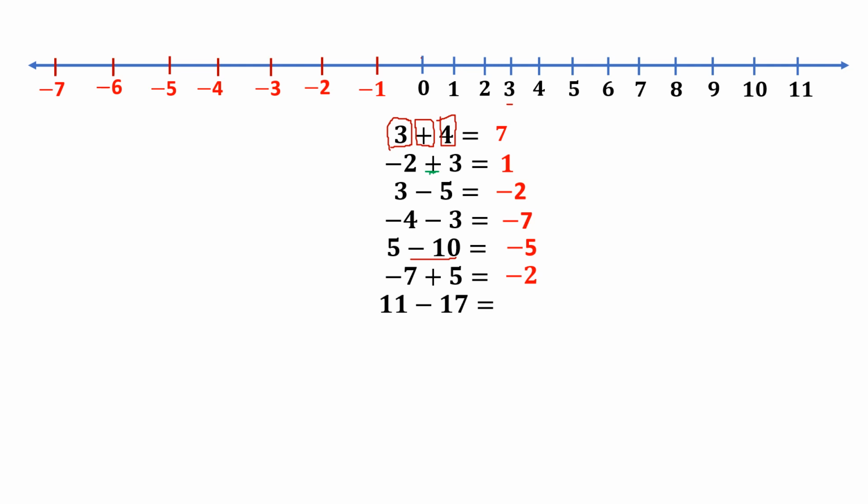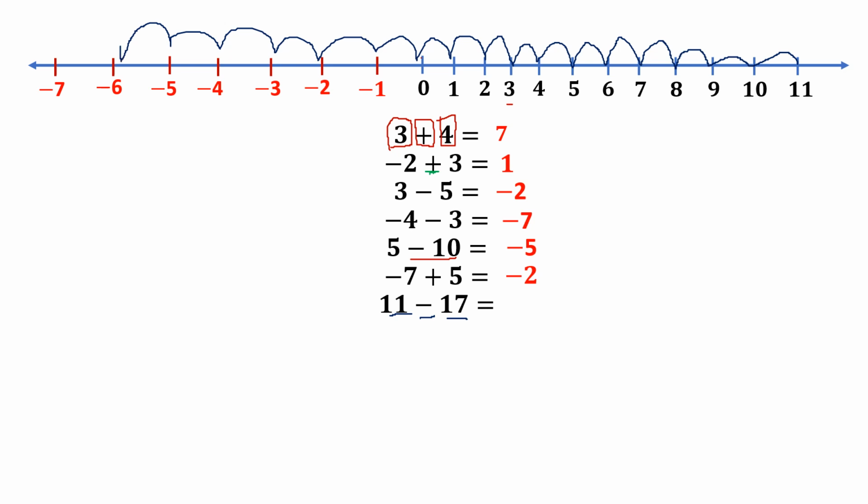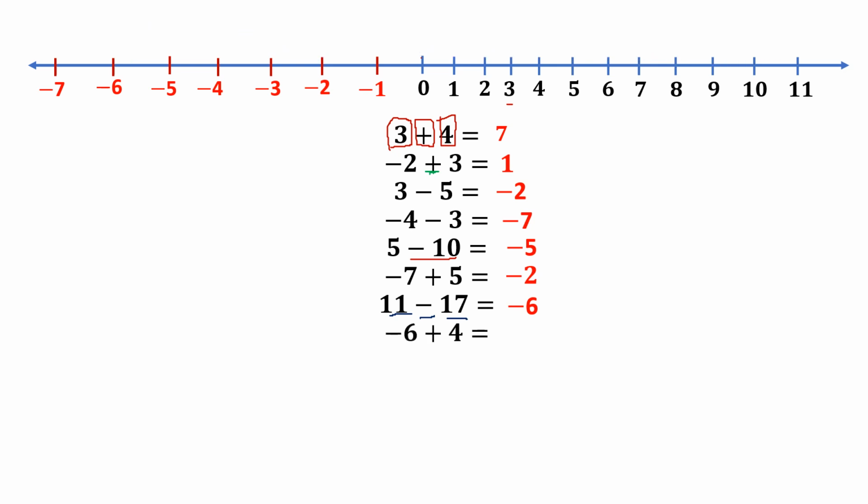Let's move on. This one, 11 minus 17. Our starting point is 11, and we are moving 17 units to the left because this one is minus. So from 11, this 1, 2, 3, 4, 5, 6, 7, 8, 9, 10, 11, 12, 13, 14, 15, 16, 17, and this takes me to minus 6. So 11 minus 17 is equal to minus 6.